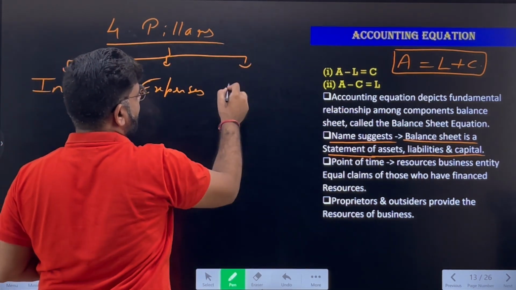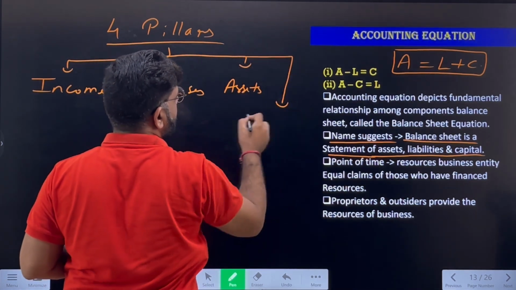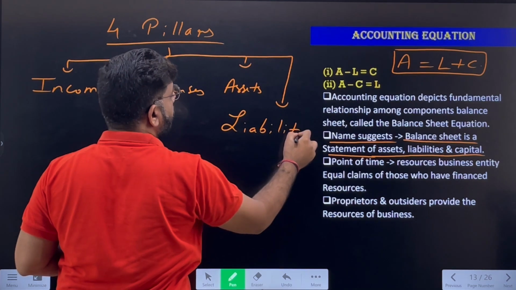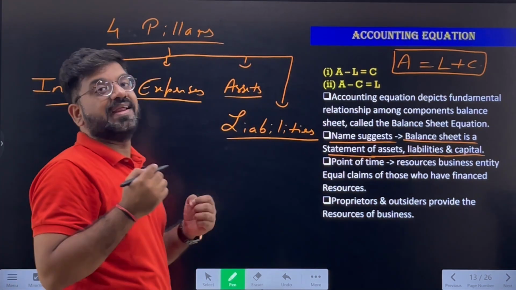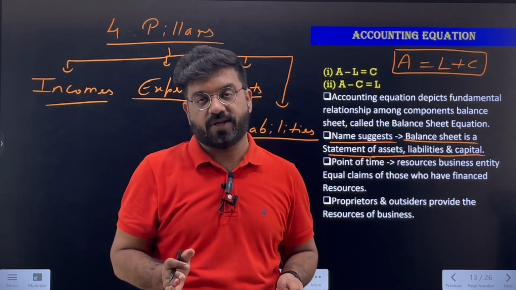Third is your assets. And the last are your liabilities. These are the main four pillars in accounting. Just remember, you will encounter these four words throughout the journey of your accounting.